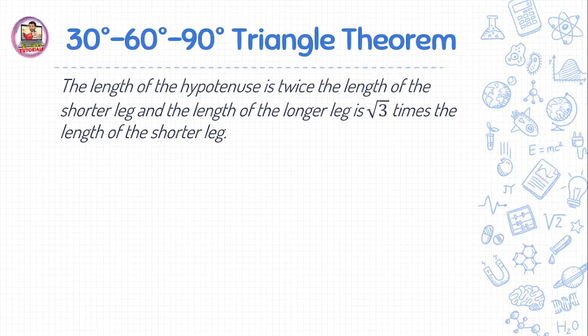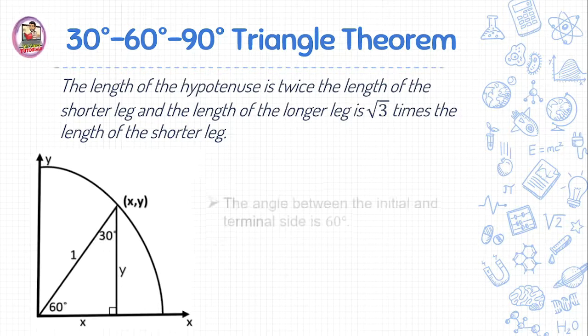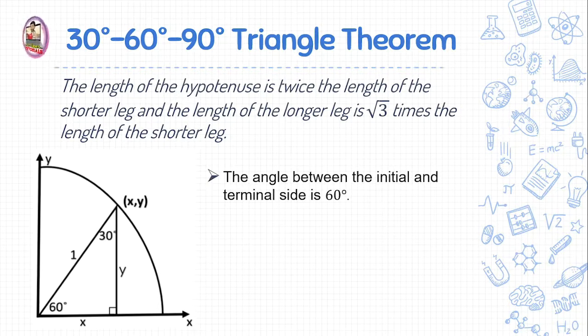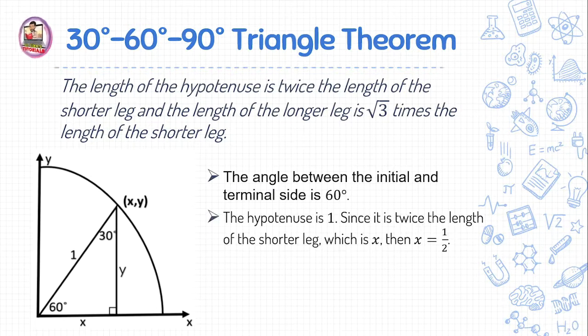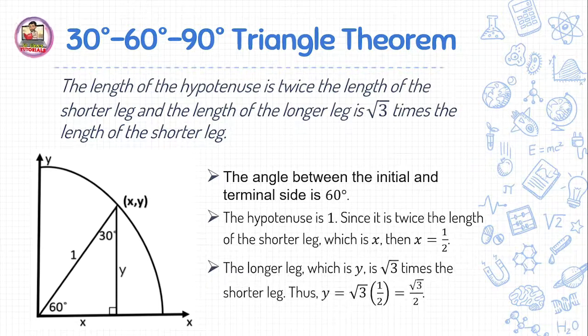How about if our angle is 60 degrees? The angle between the initial side and terminal side is 60 degrees. The hypotenuse is 1. Since it is twice the length of the shorter leg, which is x, then x is equal to 1/2. The longer leg, which is y, is square root of 3 times the shorter leg. Thus, y is equal to square root of 3 times 1/2, which is equivalent to square root of 3 all over 2.